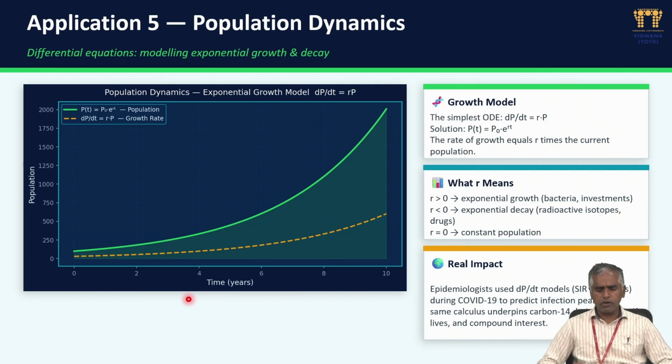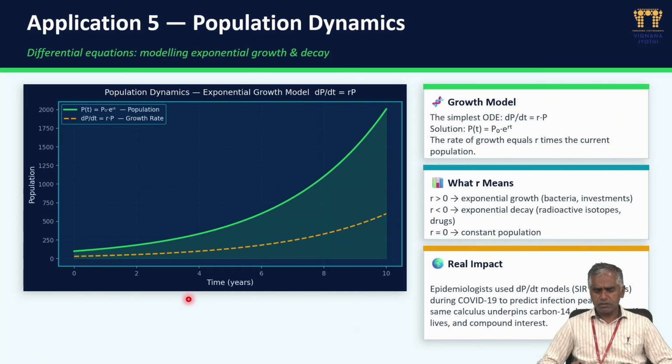So the growth model. If you take the growth model, the simple ordinary differential equation is dp by dt equal to r into p. If you solve this differential equation, then we will get the solution p of t equal to p naught into e power rt. That means the rate of growth equals r times the current population. So the growth of the population depends on the current population.